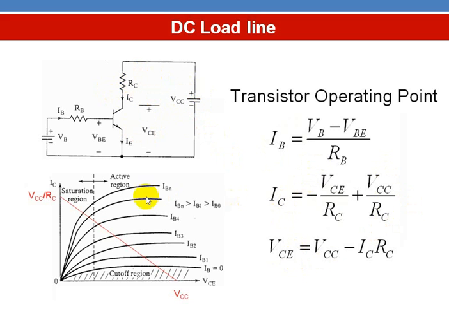To fix this point, which corresponds to VCE equal to 0, substitute VCE equal to 0, and you get VCC equal to IC into RC. So IC will be equal to VCC by RC. So there is this point. To get this other point, you substitute IC equal to 0, and you get VCE equal to VCC. So this point, and this line. You can fix the operating point anywhere on this line and operate the transistor.